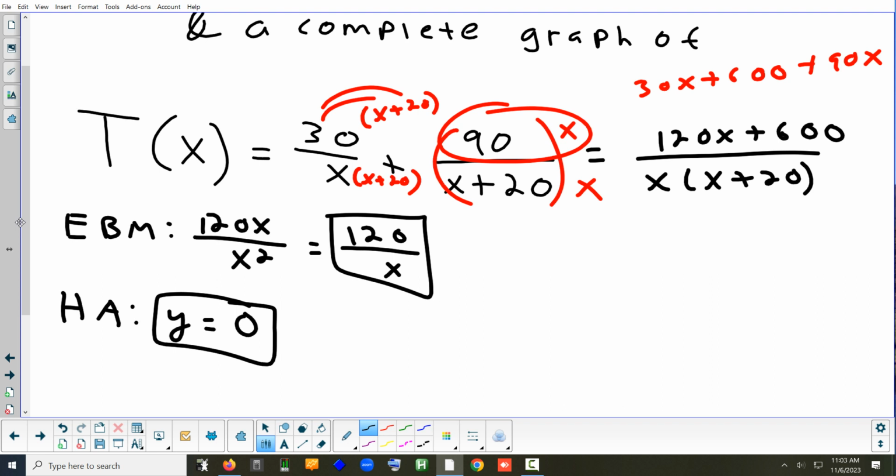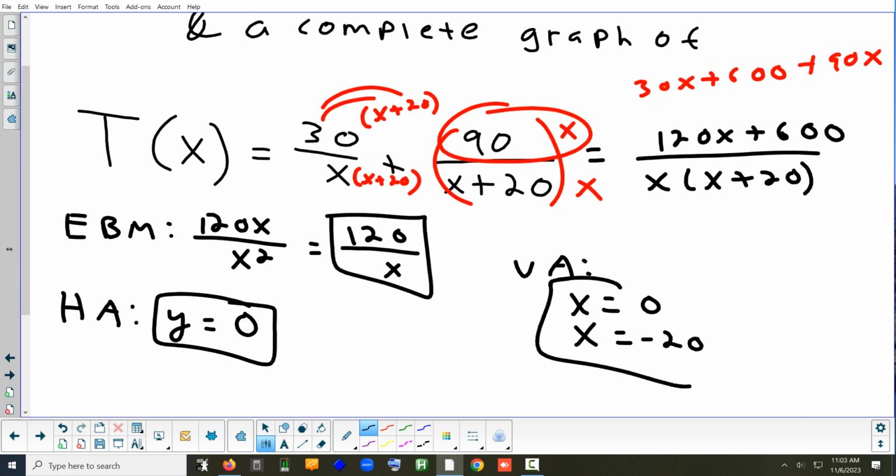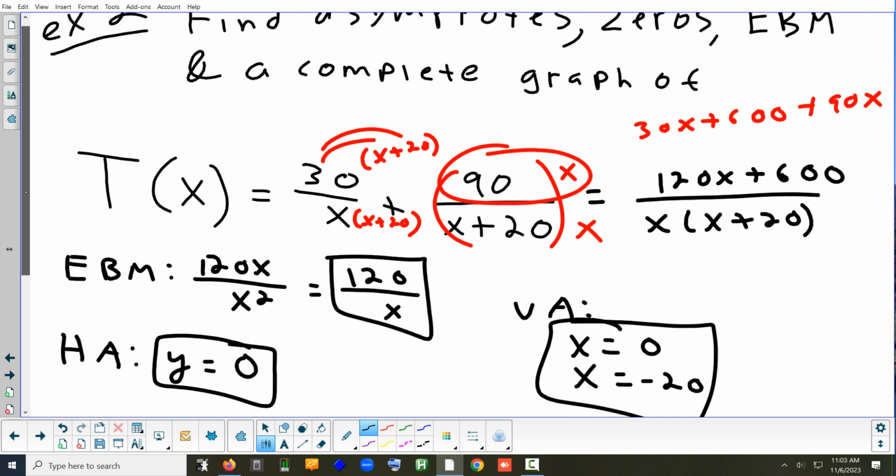Let's see, vertical asymptotes. Does anybody remember how you find the verticals? It's the zeros of the denominator, so 0 and negative 20. I'm not saying negative 20 makes sense in a problem where x represents the speed of the car, but this didn't say anything about the speed of the car. It just said to find all that stuff. So there's your verticals.